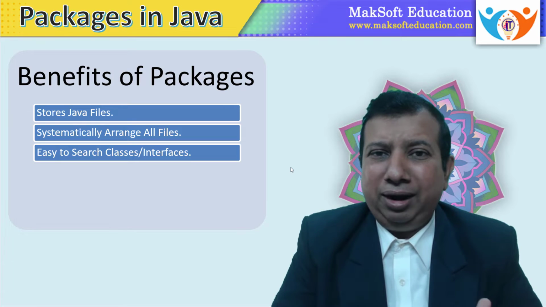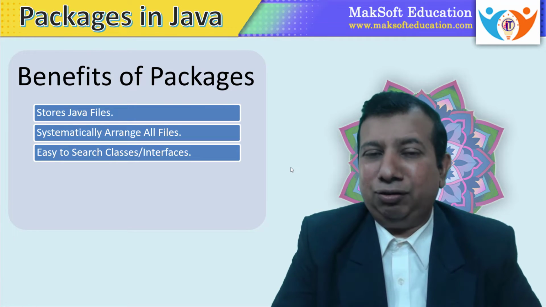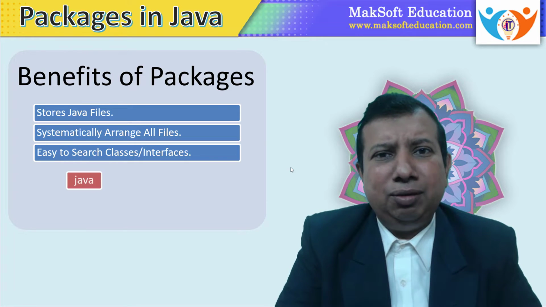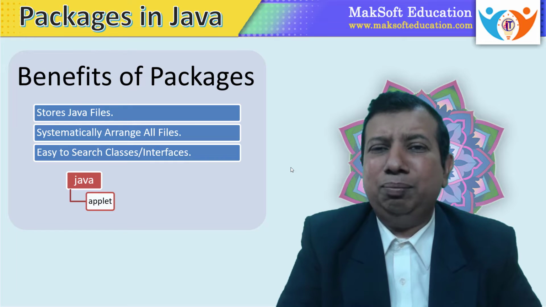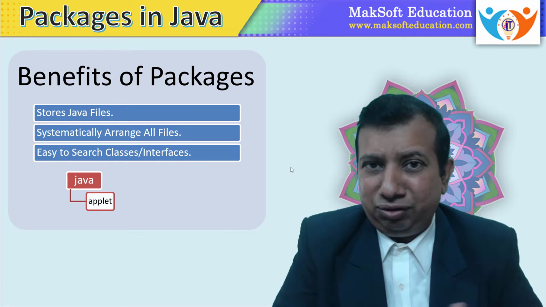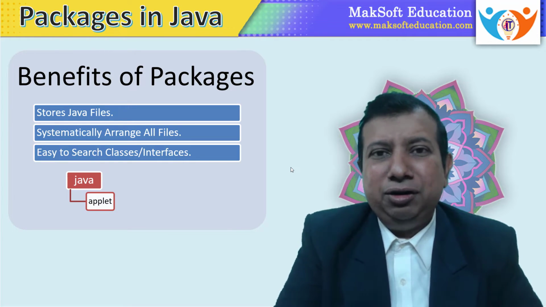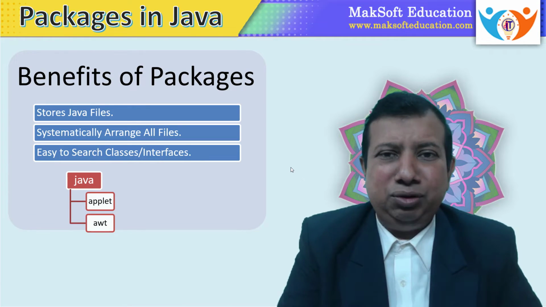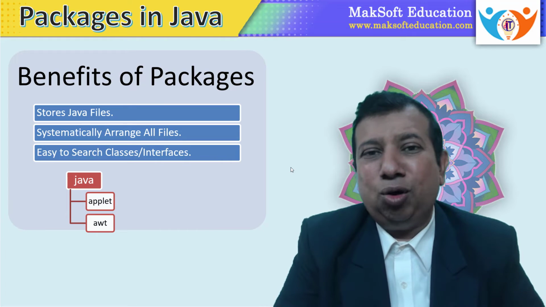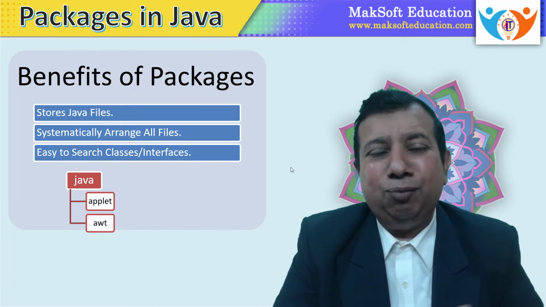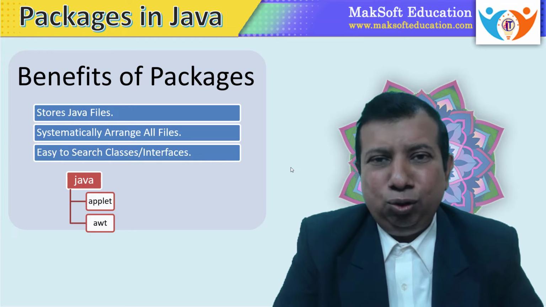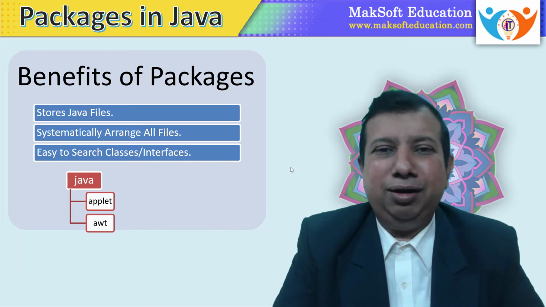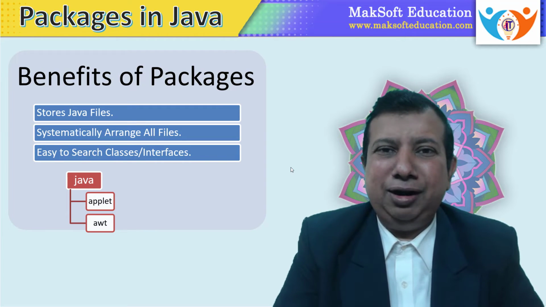If you take an example of the built-in master package, the name is java, which contains a lot of sub packages. Java contains one sub package called applet, which contains applet related classes. It also contains one more package called AWT, Abstract Windows Toolkit, which contains a lot of class files for accepting information from the user. As I told you, text fields, buttons, radio boxes, check boxes, and similar input related classes are available in the AWT package.